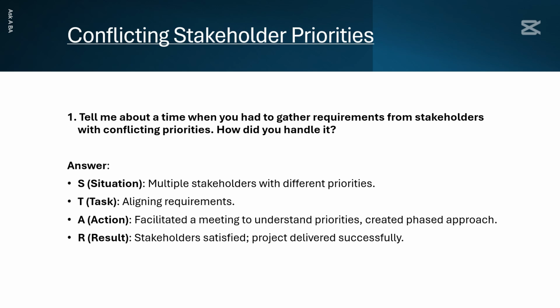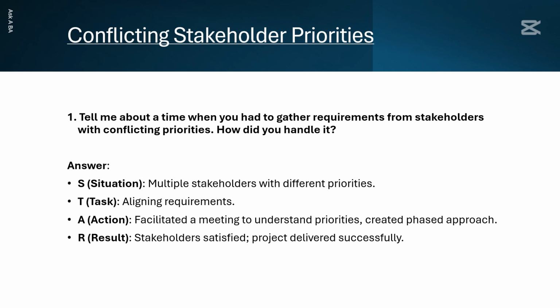Tell me about a time when you had to gather requirements from stakeholders with conflicting priorities. How did you handle it? A summary of this answer using the STAR method.